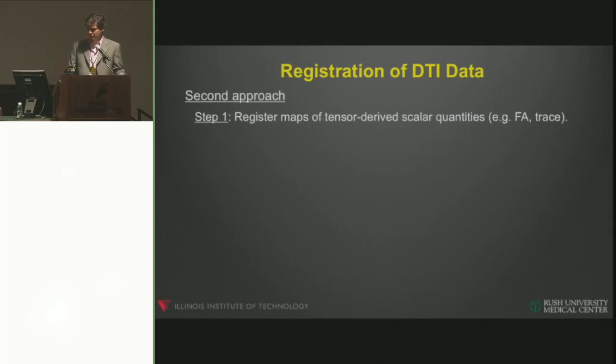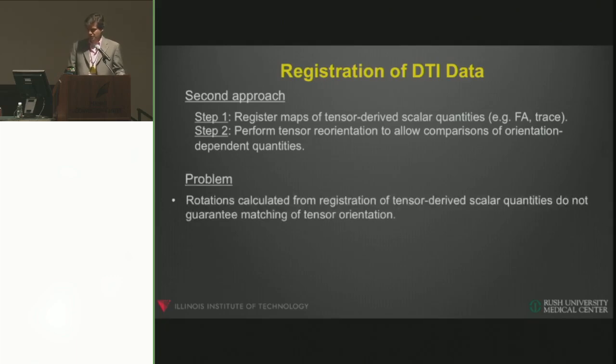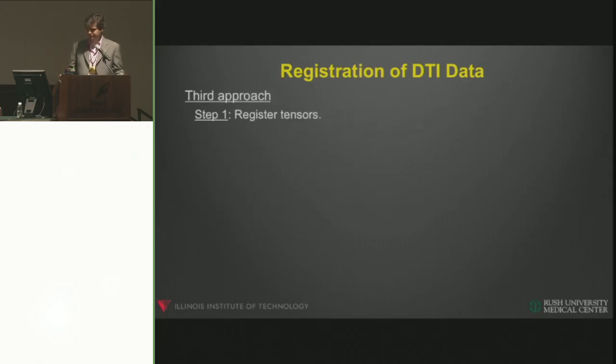Another approach to perform registration of DTI data is to register maps of tensor-derived scalar quantities across people. So you can register, for example, FA maps across people. And then again, if you're interested in performing comparisons of orientation-dependent quantities, then you also need to perform tensor reorientation. The main problem with this approach is that, again, the rotations that you calculate based on registration of FA maps does not guarantee matching of tensor orientation.